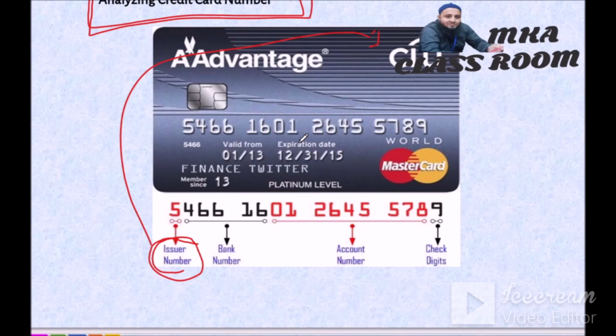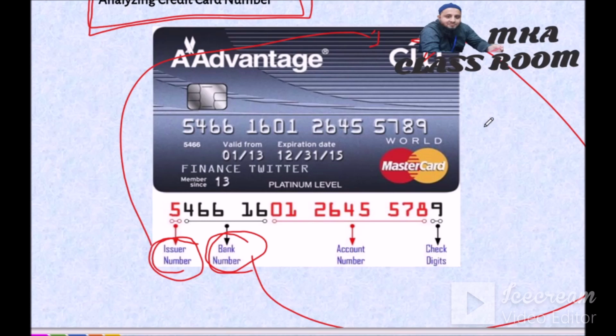Then 4 6616 is the bank number. The bank obviously has a number. Suppose there is a branch number; this number contains the branch number. Then 012645578 is the account number, that is the cardholder's account number and check digit.